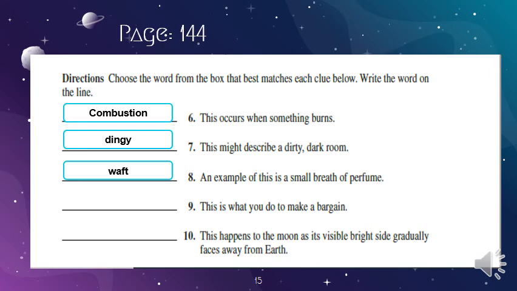And number nine, this is what you do to make a bargain. So if you're going to bargain, you have to talk with the other parties to find solutions and compromise. So we negotiate. Number 10, this happens to the moon as its visible bright side gradually faces away from Earth. This is waning. What's happening to the moon?